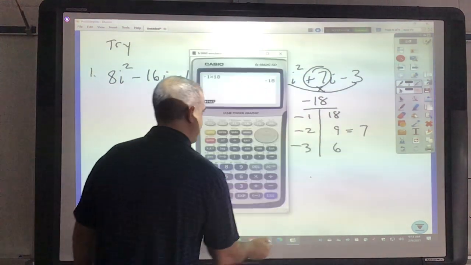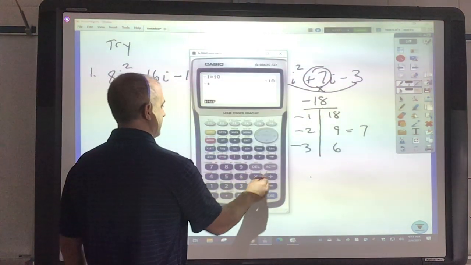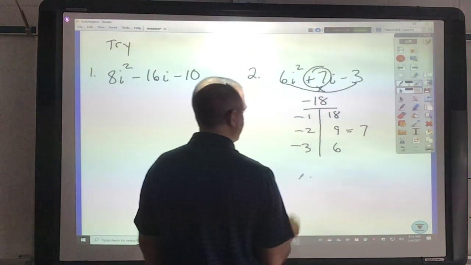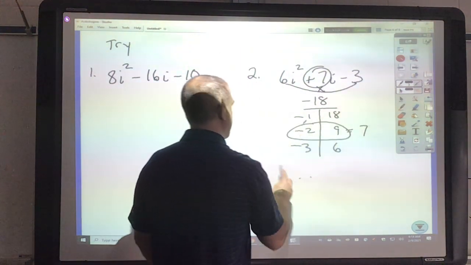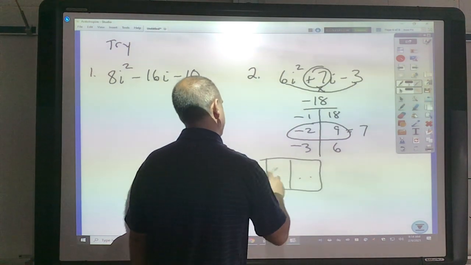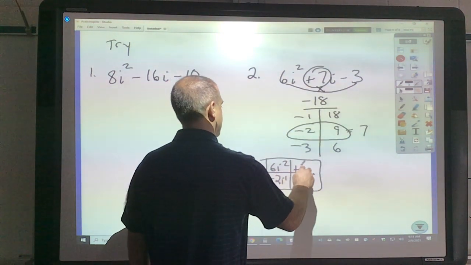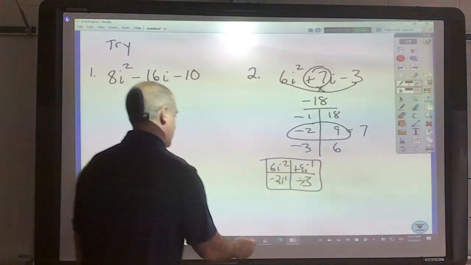Now, I'm looking for the set that adds up to 7. That set will add up to 7. Negative 2 plus 9 is 7, so that's good. I didn't have to change anything. So I got 6i squared minus 2i to the first plus 9i to the first minus 3.